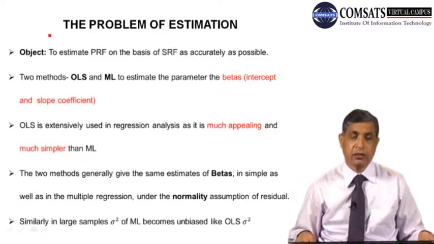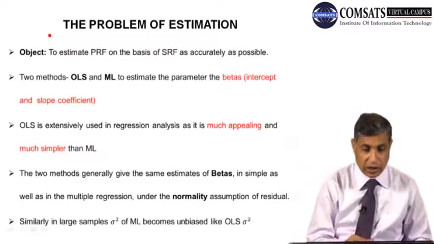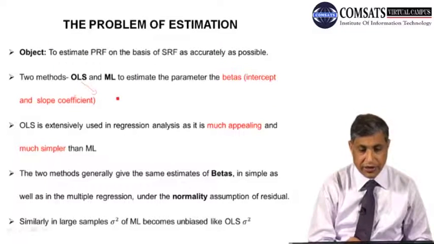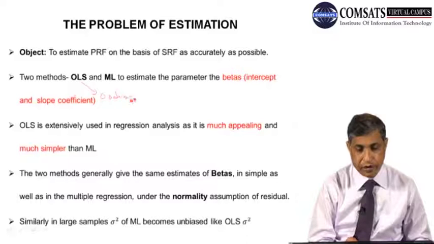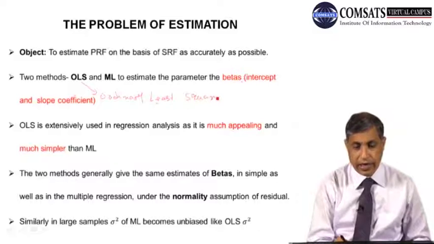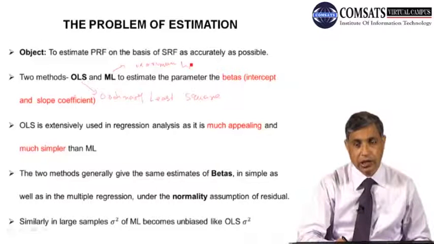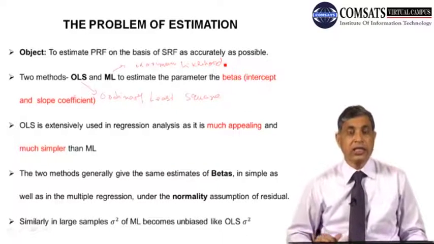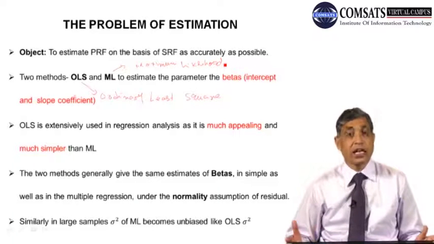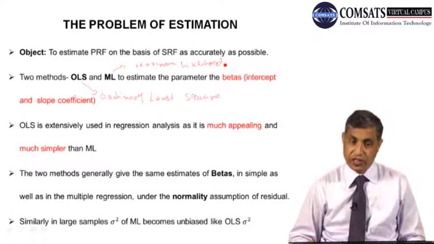There are many other methods, but two methods are very important. What is OLS? This is OLS, ordinary least square, and this is the maximum likelihood method. These are used to estimate the betas, that is, the intercept and the slope coefficient.